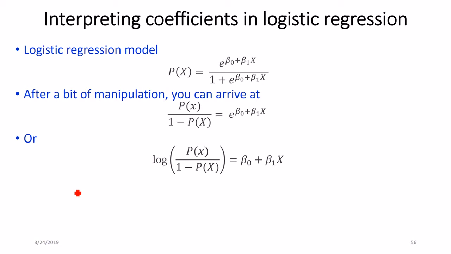Now let's see how we can interpret coefficients in logistic regression. Start with the probability p of x. After some manipulation, we arrive at p of x divided by 1 minus p of x on the left, and on the right side we have the exponential e to the beta naught plus beta 1 times x. Taking a log on both sides, we get this.